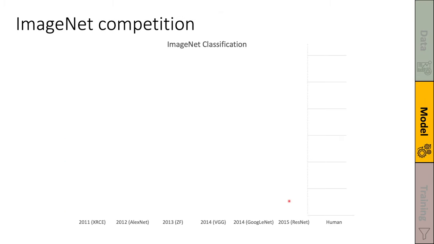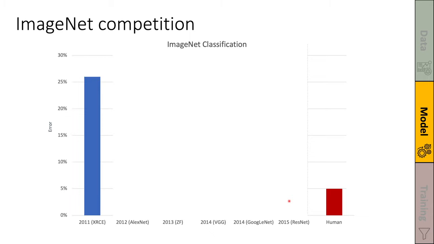Let's take a look at the results for the ImageNet competition. The human performance is around 5%. That was achieved by a graduate student who sat down and just tested himself on the ImageNet test set. In 2011, the state of the art was above 25% error rate. And that was a huge gap to the human performance and achieved without neural networks.